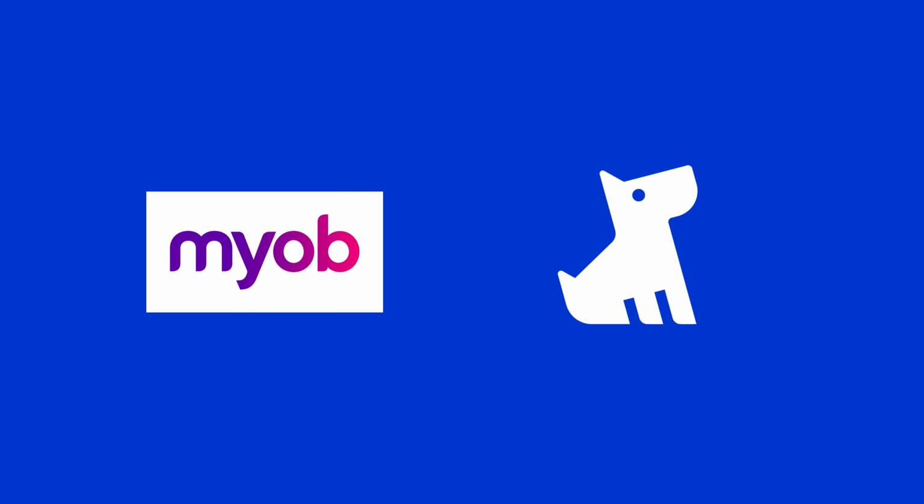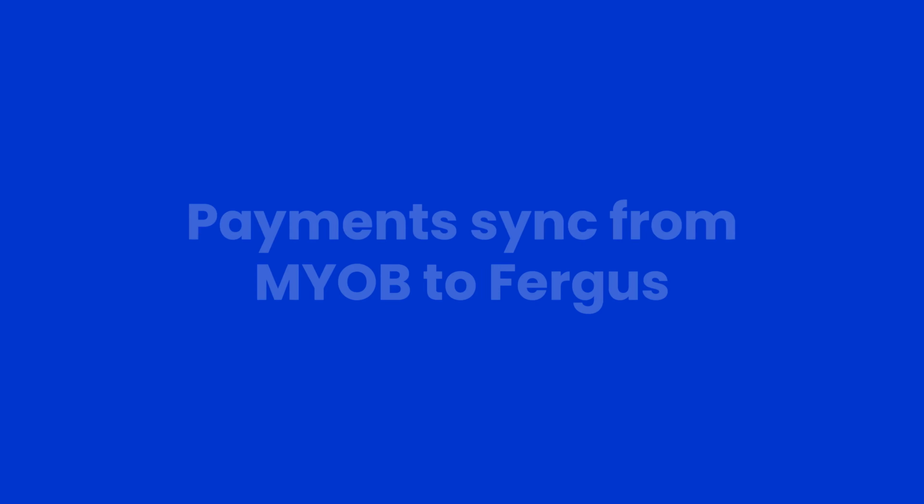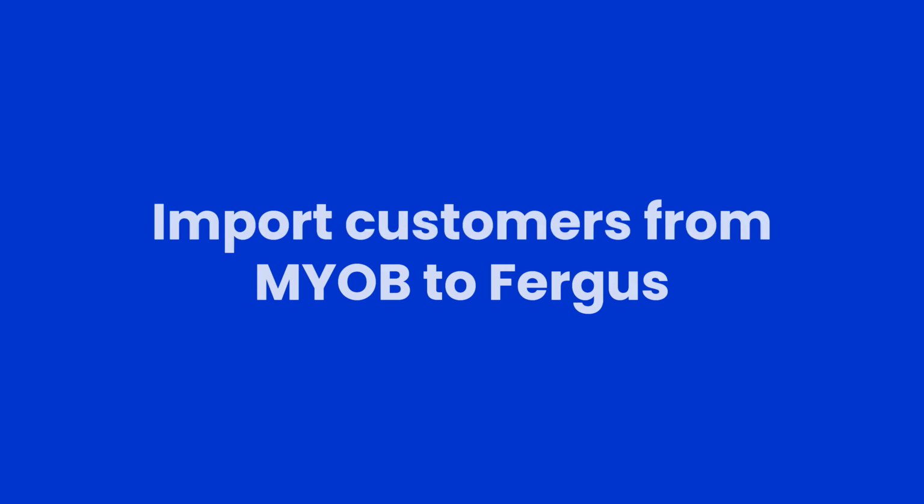Integrating your MYOB AccountRight Live account with Fergus helps eliminate double handling of customer and supplier invoices by automatically sending customer and supplier invoices and credits from Fergus to MYOB, syncing customer invoice payments from MYOB back to Fergus, and importing existing customers from MYOB.